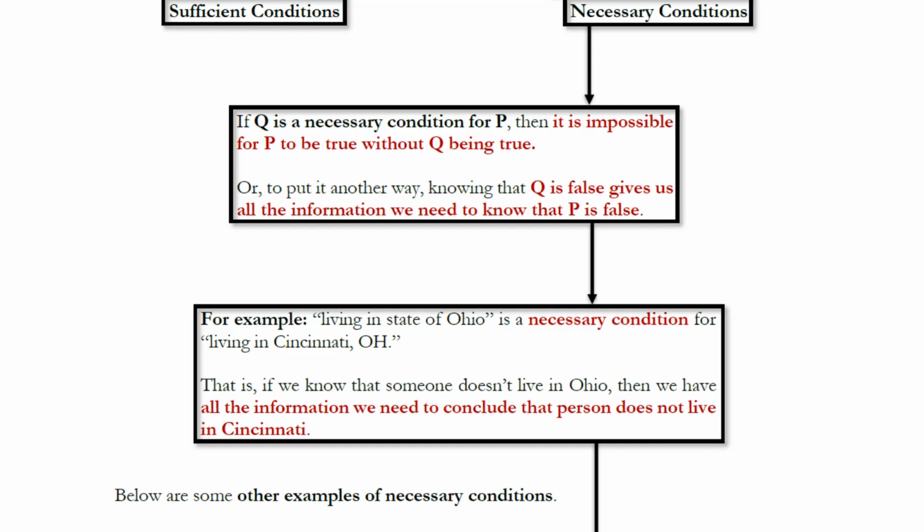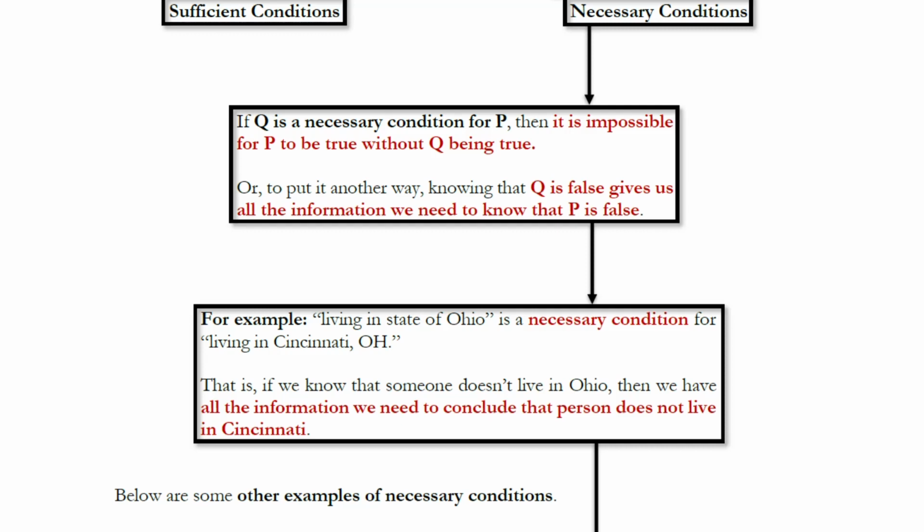Let's look at an example to see this point. Living in the state of Ohio is a necessary condition for living in Cincinnati, Ohio. Again, suppose the only thing you knew about Smith is that he did not live in Ohio. You still would not know anything about his interests or his hobbies or his political beliefs, but you would know that he does not live in Cincinnati. And how would you know this? Well, it's because living in Ohio is necessary for living in Cincinnati. You cannot live in Cincinnati without living in Ohio precisely because Cincinnati is a city in Ohio.